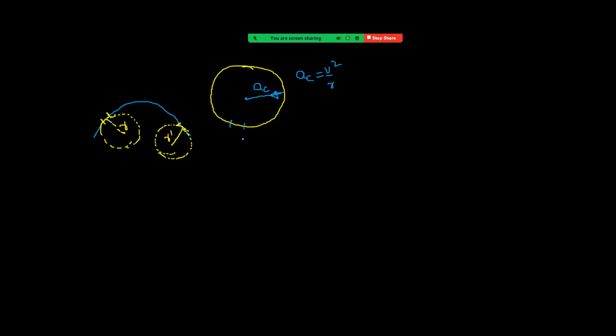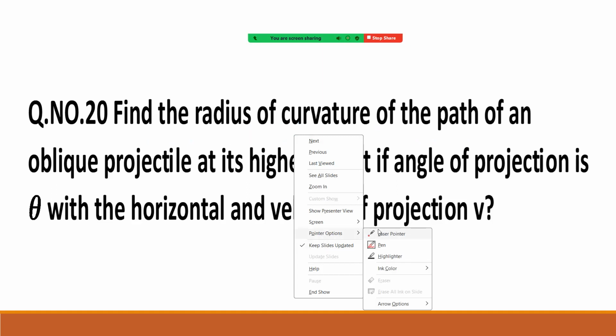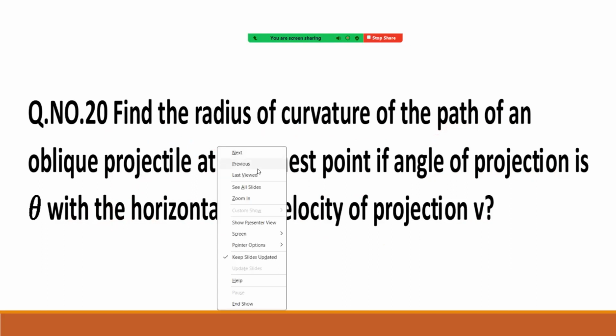Let us take one example to understand this. Find the radius of curvature of the path of an oblique projectile at its highest point, if the angle of projection is theta with the horizontal and the velocity of projection is v. Let us see how we solve this one. So we have to find it at the highest point.